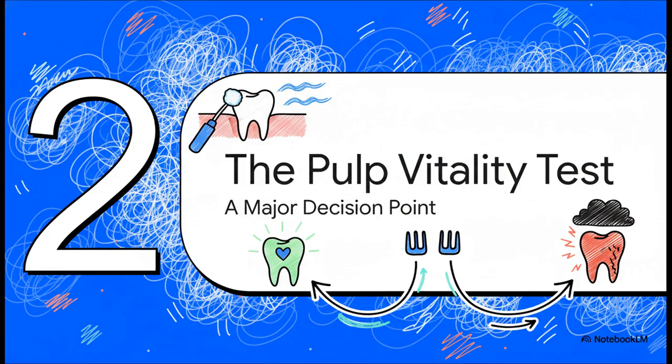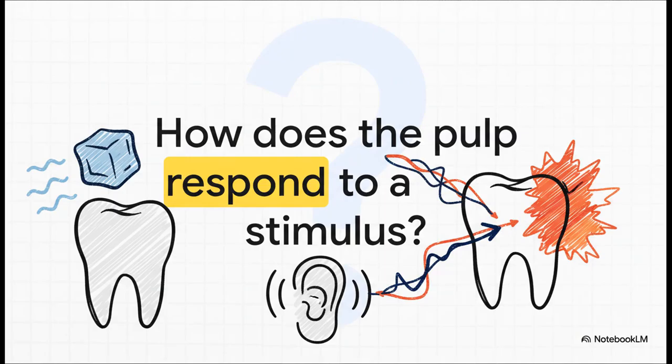All right, now we're at our first major fork in the road. Pulp vitality testing, and specifically the cold test, is our #1 tool for figuring out the health of the pulp. This one test is going to set us on one of 2 very different diagnostic paths. The entire diagnosis at this stage really hinges on one single question. The way that pulp responds to a cold stimulus tells us a massive amount about what's going on inside that tooth. It's truly our most reliable way of listening to what the tooth is trying to tell us.